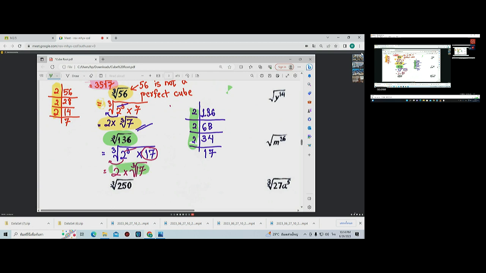If not easy, then you practice this question. If not easy, you need to practice more. Practice this question: cube root of 250. Now, I will not write the answer. I will check your worksheet for this answer.